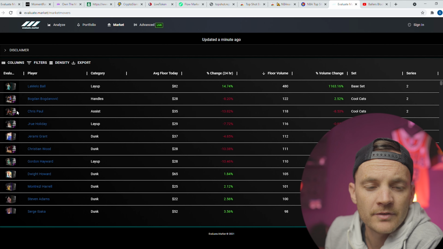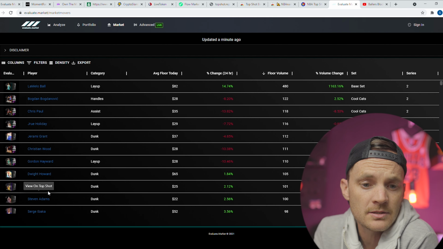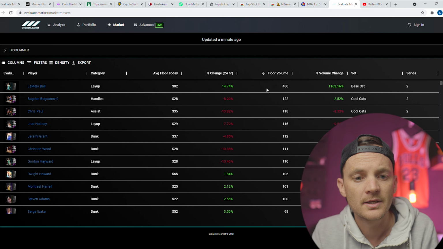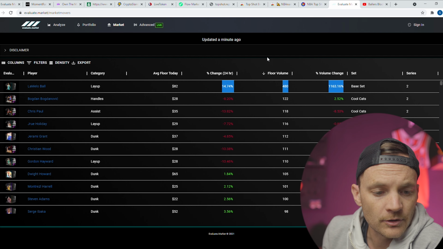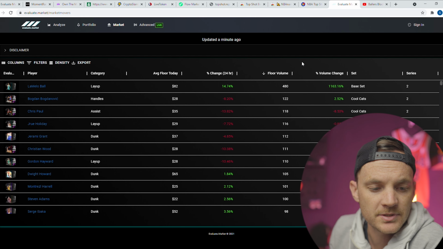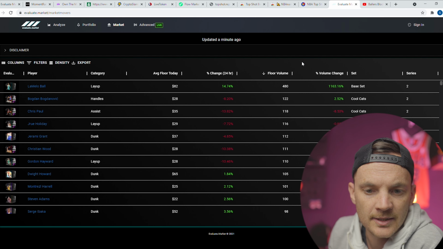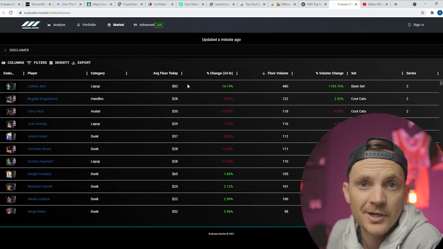The other one I like on Evaluate.Market is Market Movers. So if you go to Market Movers, you can see the trends or the things that are really moving day to day. Now, you'll see a lot of Cool Cats here because the Cool Cats challenge is on. And Barker, Steven Adams, and these are all the Cool Cats commons. And LaMelo Ball today because Shams tweeted that he'll come back from injury.